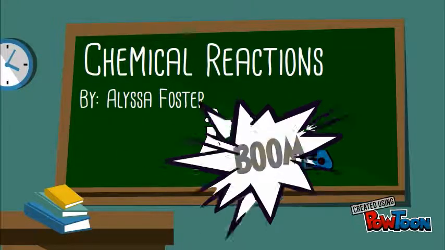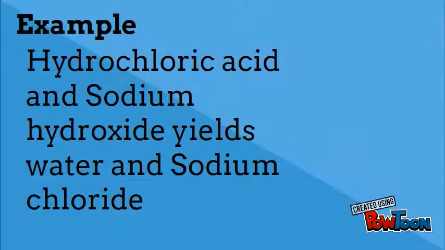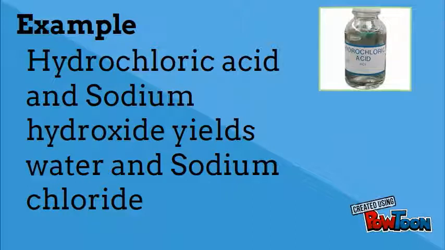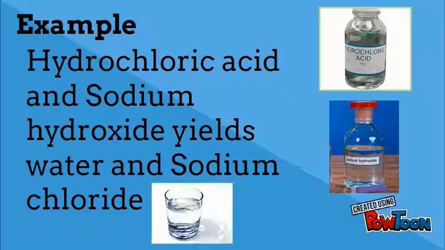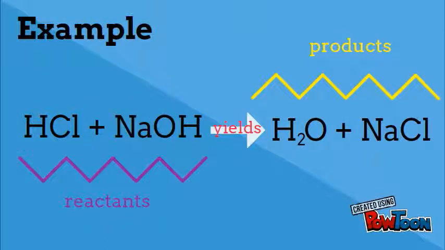Chemical reactions. A chemical equation is a symbolic representation of a chemical reaction. Here's an example. Hydrochloric acid and sodium hydroxide yields water and sodium chloride. Hydrochloric acid and sodium hydroxide are the reactants in the equation, and water and sodium chloride are the products.